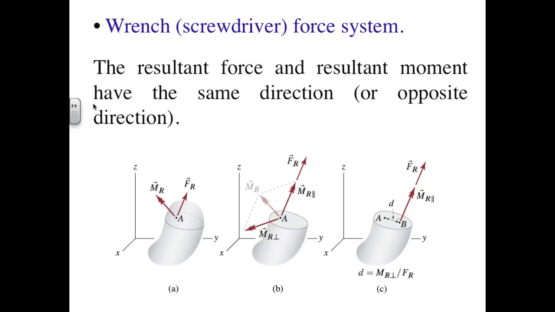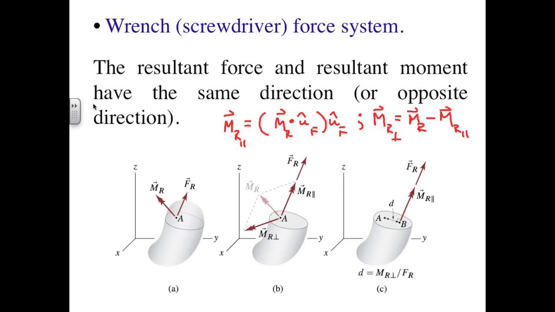We can write M parallel vector as having a magnitude equal to the projection of the resultant moment on the direction of the resultant force. We would write that as M_R dotted into a unit vector that points in the direction of F. That's a magnitude, and because it is parallel to the resultant force, we put that on the unit vector pointing in the direction of the force. We then define the perpendicular moment as the difference between the resultant moment and the parallel component.